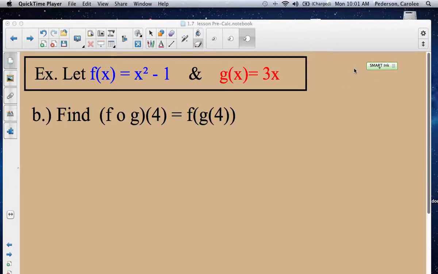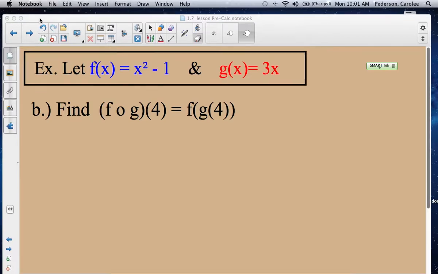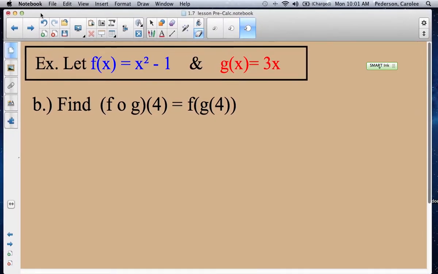Here's lesson 1.7, part 3. We give you that same set of functions from the last slide, the blue and the red. But now we're saying take the f of g of 4. We're taking f of g of 4. So we work on the innermost parentheses first. This one, choose if you want to write it down or not. It's a new type, so you may want to. So let's work on the innermost parentheses.